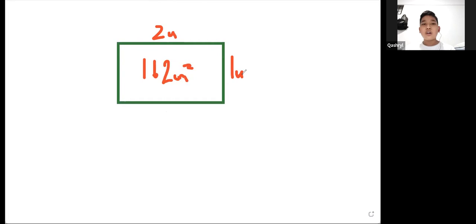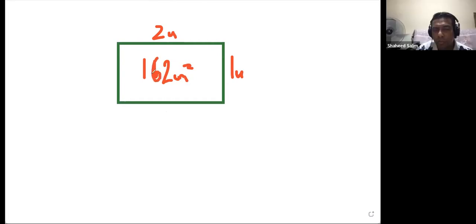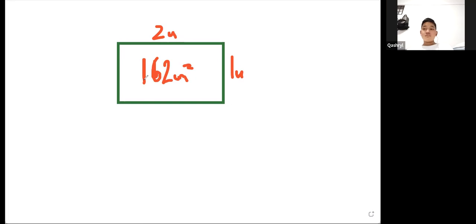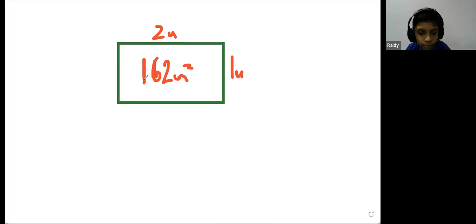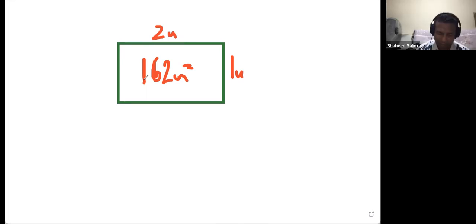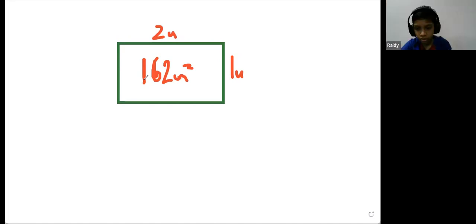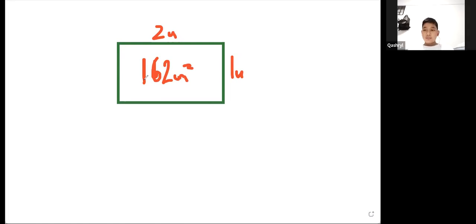Is it 162 or 112? 162. Riaz, you want to try again? What do we need to find? We want to find the length and the breadth. And we want to find a perimeter. Perimeter is adding everything, right? So it means the 162 is the area. Yeah, well done.